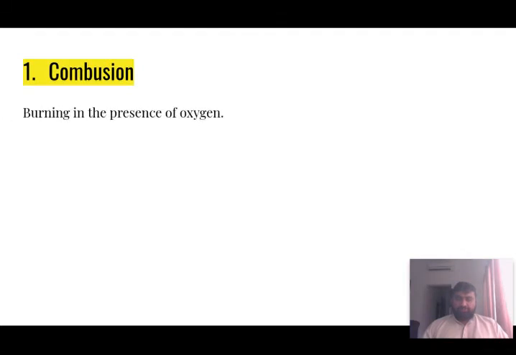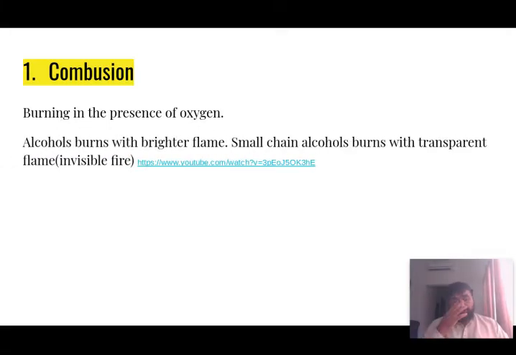What is combustion? Combustion is burning in the presence of oxygen. And alcohol has a very special flame, a brighter flame. Even different alcohols will create different colored flames. But most small chain alcohols like methanol and ethanol have flames so bright they can even burn with a transparent, invisible flame. Mostly Formula One drivers, sometimes when their accident happens and their fire erupts, that fire does not have any color, not even blue, not even yellow.